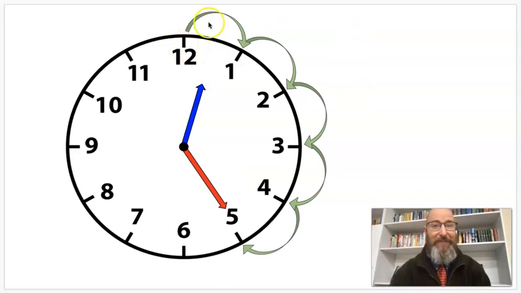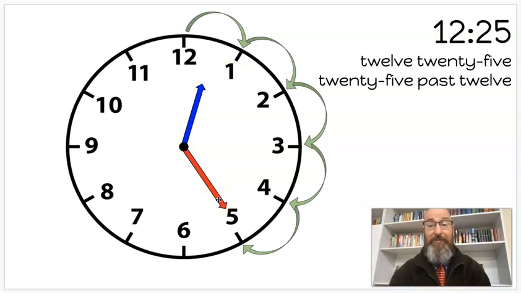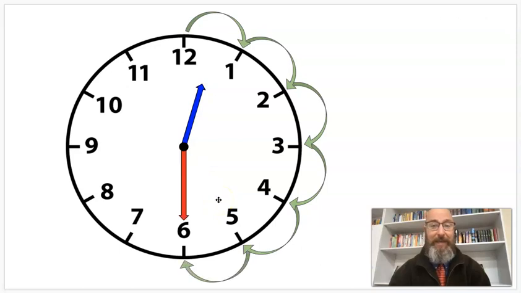Next, what do you think it is? Let's count together. 5, 10, 15, 20, 25. And the hour hand is still up there between the 12 and the 1. Since it hasn't gotten to the 1, it's still 12 o'clock, so it is 12:25. Next, what is it?